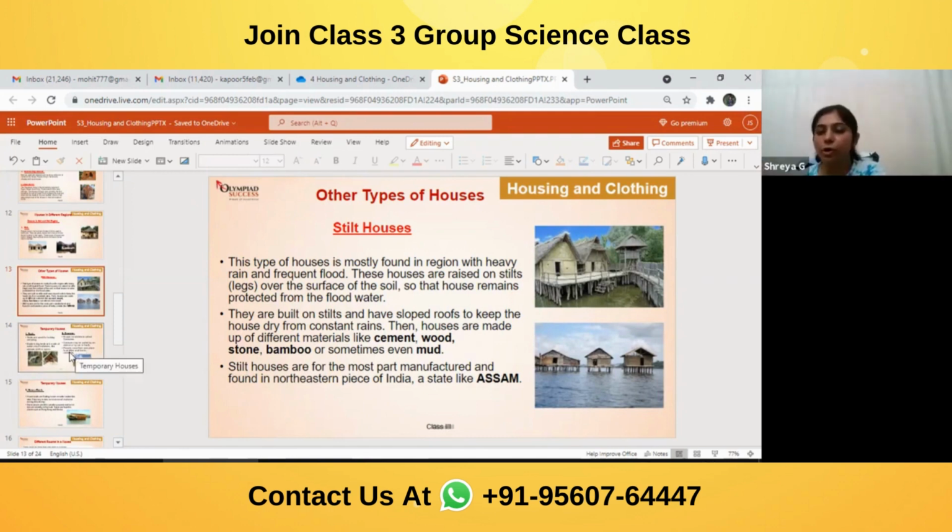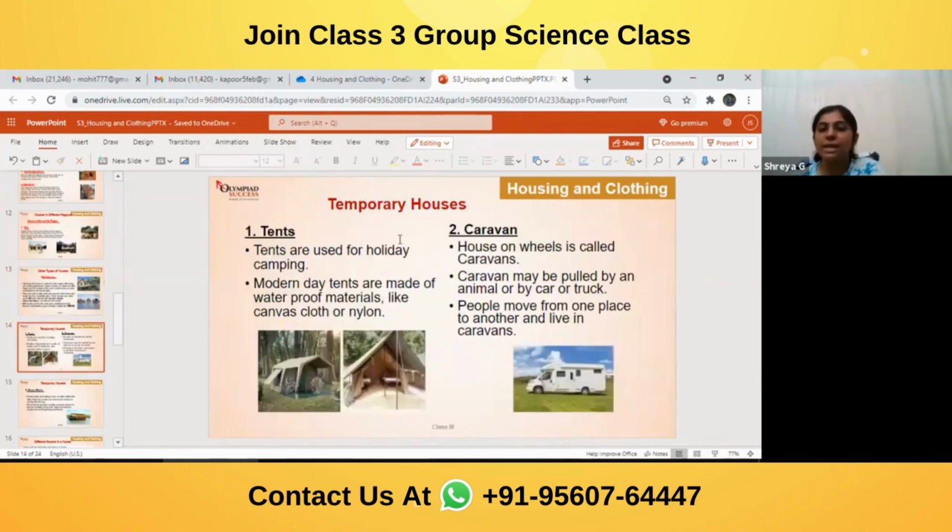The pictures are important because sometimes the questions come with the picture given to you and you have to recognize the house. Next come temporary houses. Temporary houses are like tents. You all know that people who move from place to place can make tents wherever they want to live. Caravan is like a van.